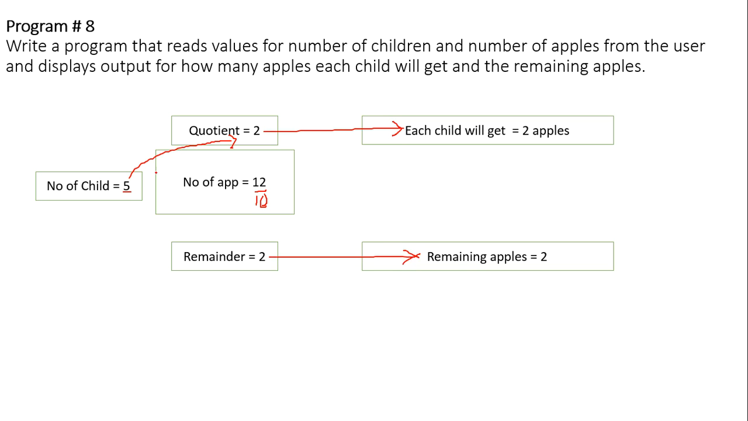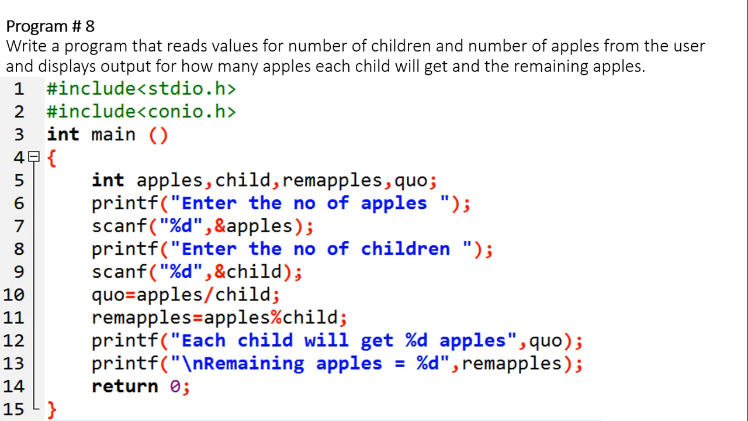Got it? I have told you in my earlier lectures that for the remainder we use an arithmetic operator, the modulus, which is the percent sign. Let me show it to you. This is the program code for program number 8. Apples is declared as an integer variable, child also integer. For the remaining apples I have used rem apples as a variable, and quo for the quotient part.